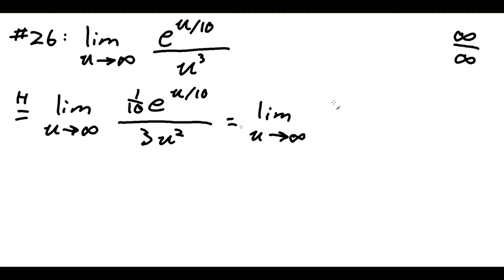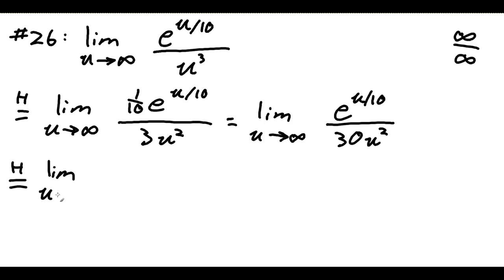This 1/10, of course, we can bring down into the denominator. We have e to the power of u over 10 divided by 30u squared. This has a similar structure to what we started with, right? The numerator is still going to infinity. The denominator is also still going to infinity, maybe slightly less quickly because we have a u squared instead of a u cubed. But similar kind of thing. This is still an infinity over infinity indeterminate form. Let's apply L'Hopital's rule again.